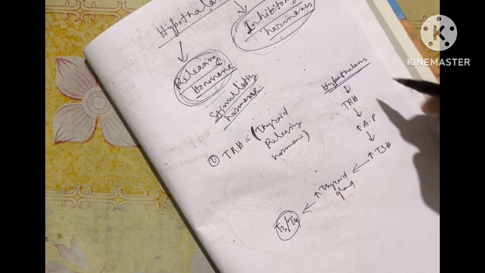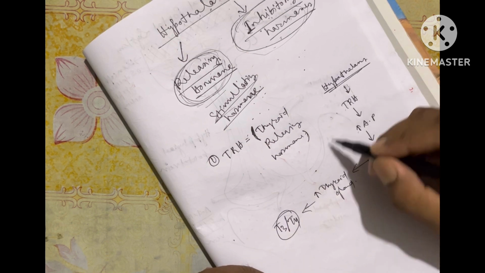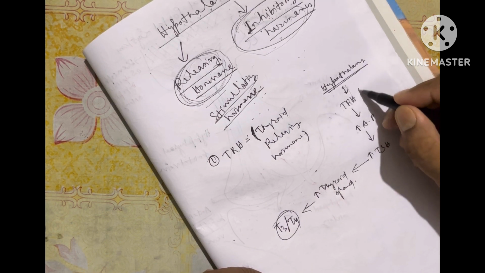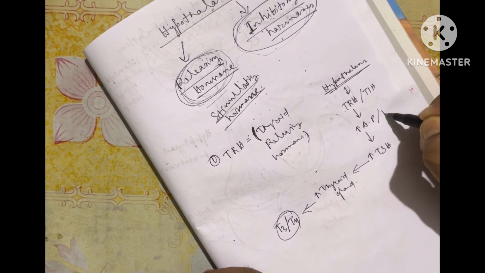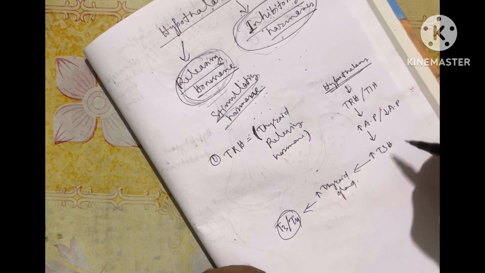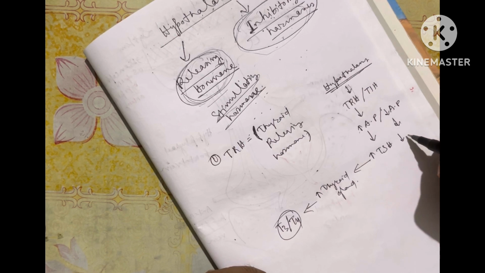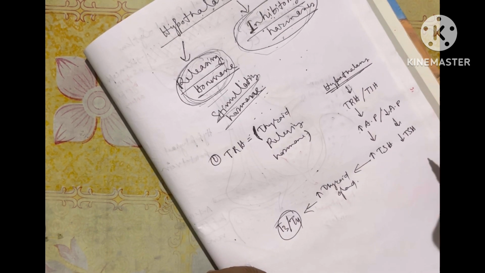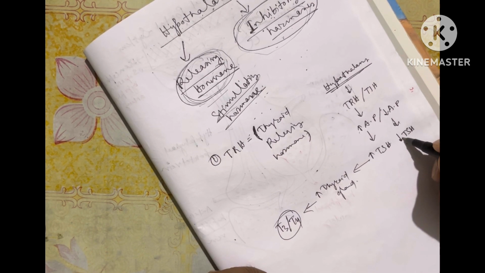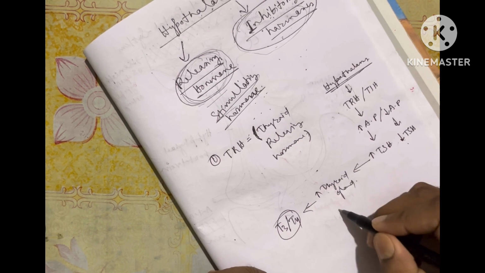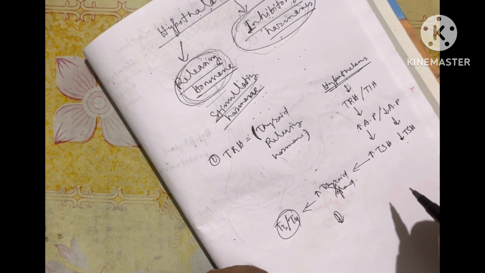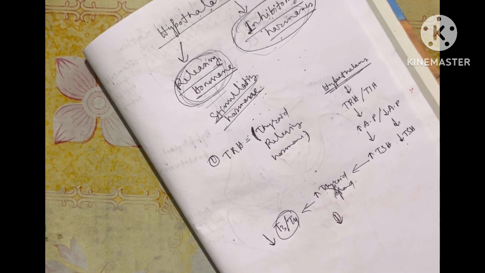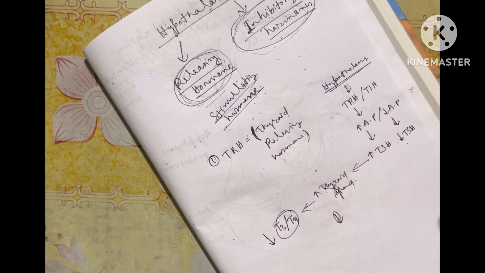So what happens if it is a thyroid inhibitory hormone? Hypothalamus will secrete the thyroid inhibitory hormones, then it will deactivate the anterior pituitary, then the anterior pituitary will stop making TSH, and when it stops making TSH, it will not activate our thyroid gland and will decrease production of T3 and T4. So this is how the sequence works.